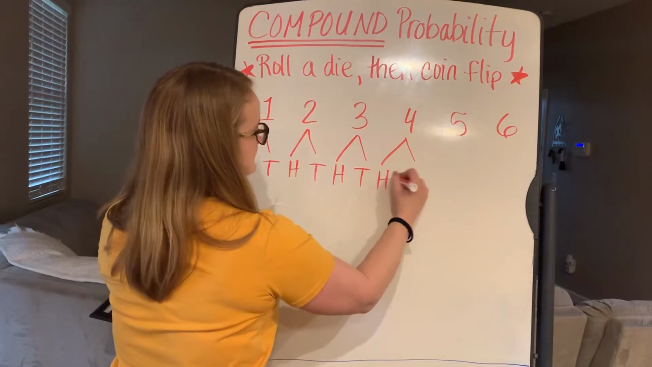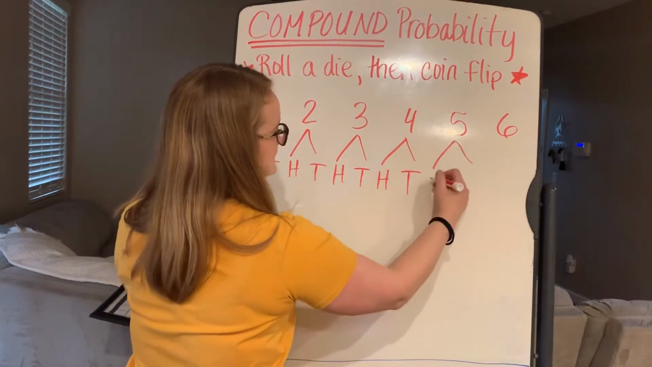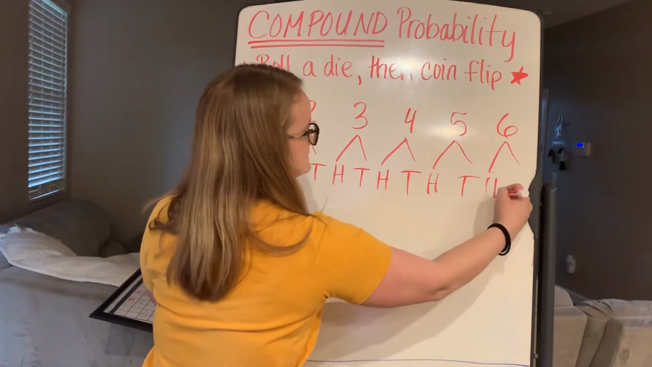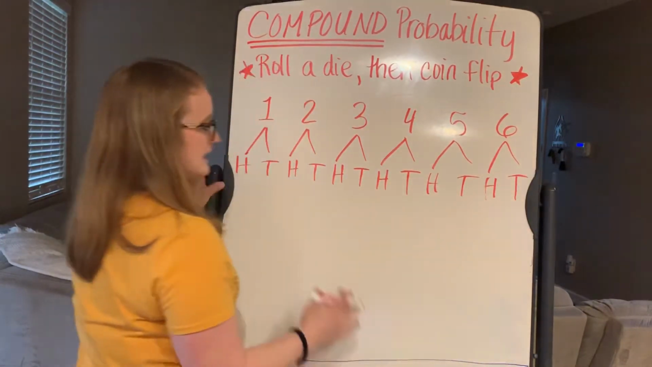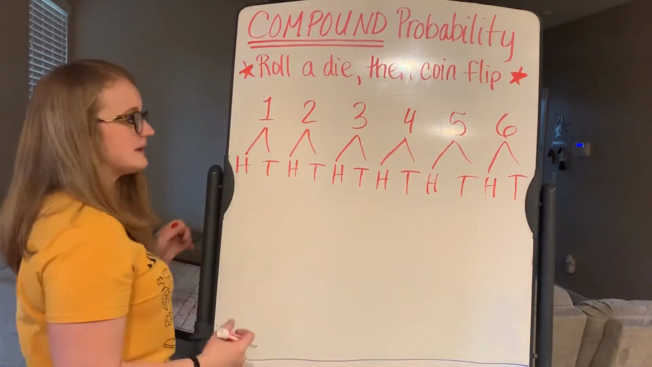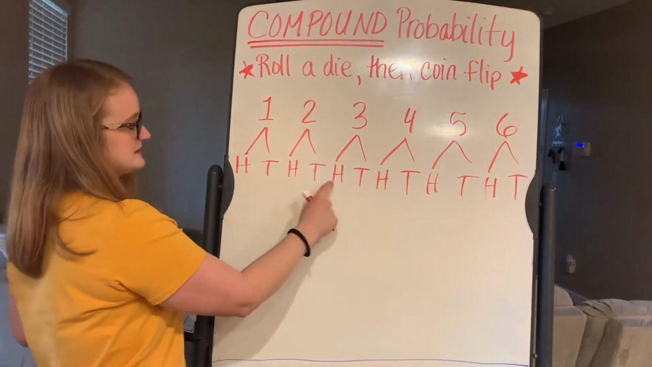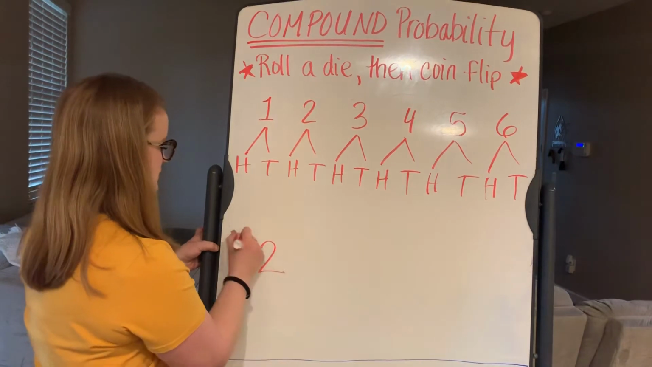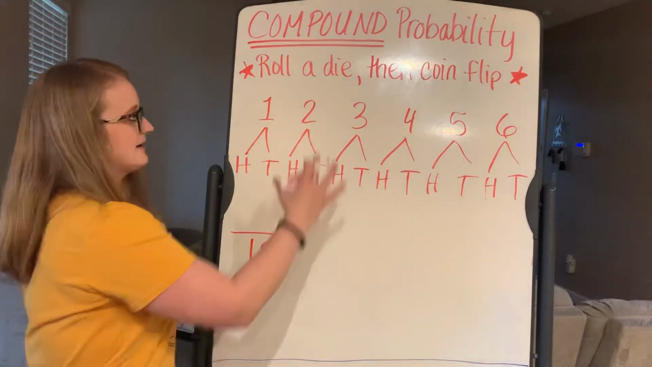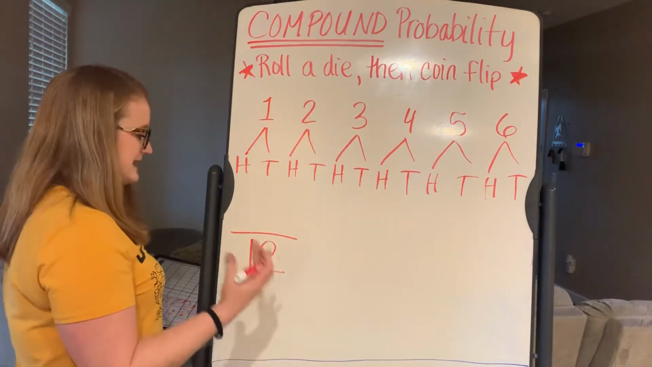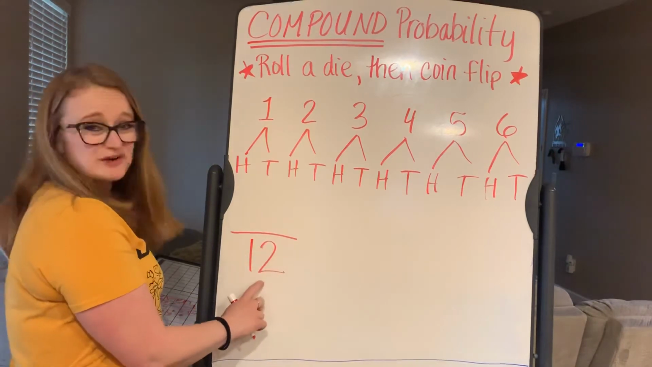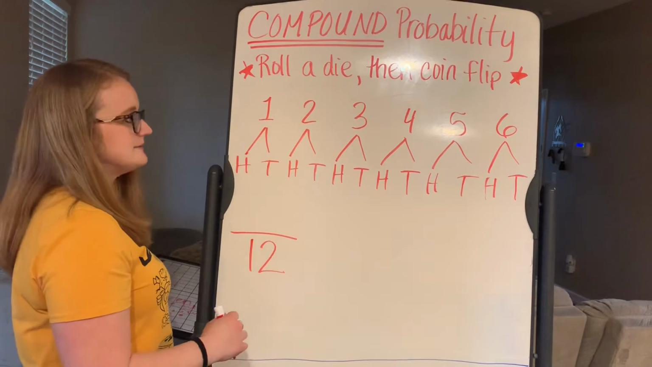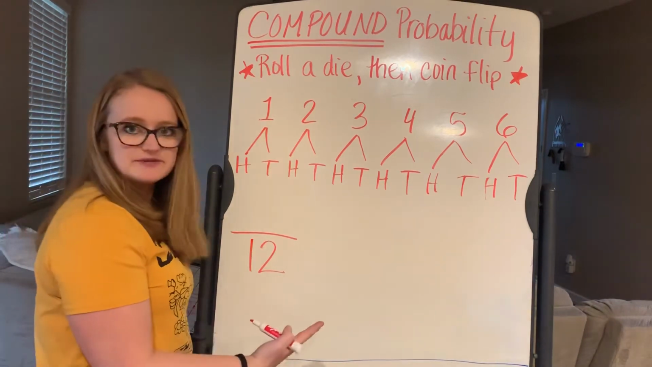What this shows us is our complete sample space, all of our outcomes. We have a total of 12 different possibilities. If I count all of these options, we get a total of 12 combinations that we can have with this scenario. So we know that our bottom number, the denominator, is going to be 12, always. Now, let's talk about a specific event.